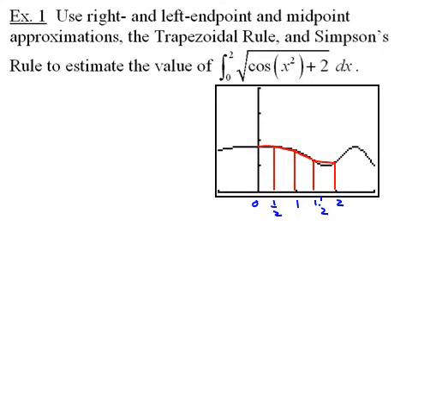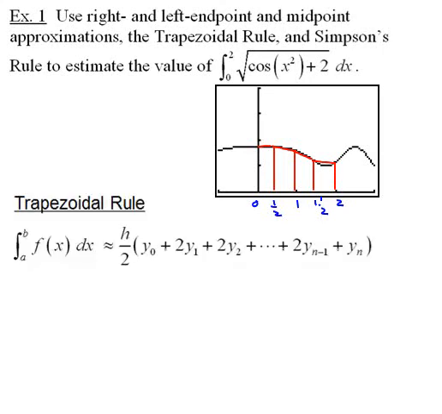Let's move on to our trapezoidal approximation. Remember that our formula is h over 2 times y0 plus 2 times y1 plus 2 times y2 and so on up to the y value at the end of the interval. Notice that, unlike the rectangle approximation methods, the trapezoidal rule uses the y values at the very beginning and at the very end of the interval. So in this particular example, f of 0 and f of 2 will both be involved in our area approximation.